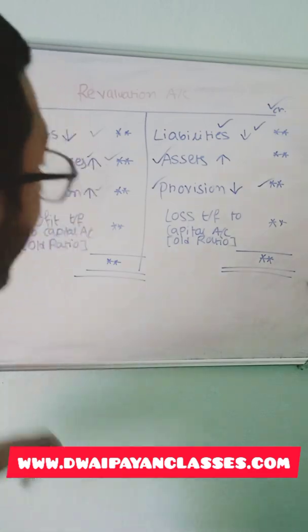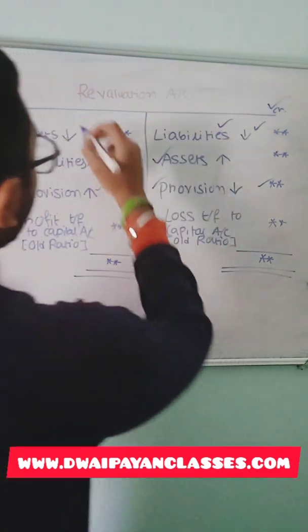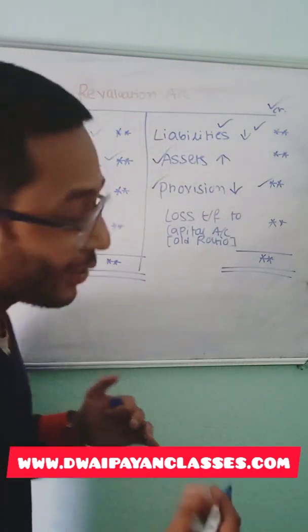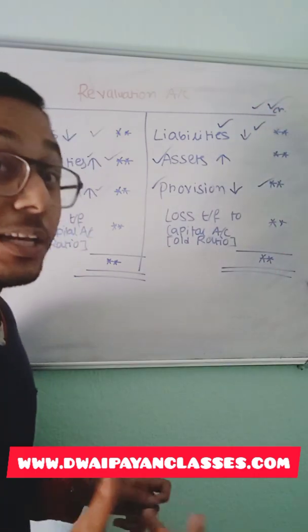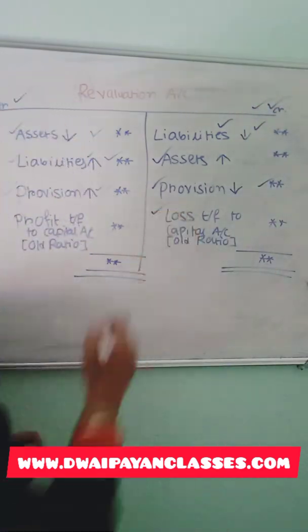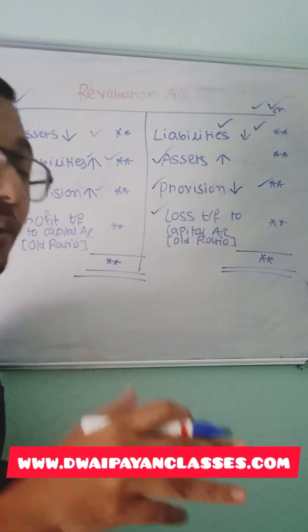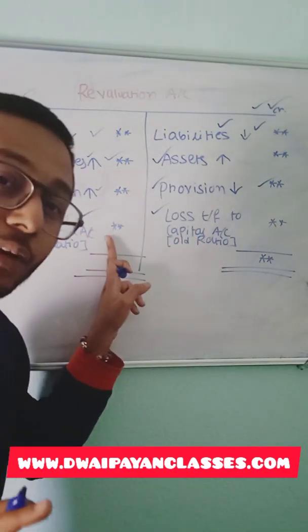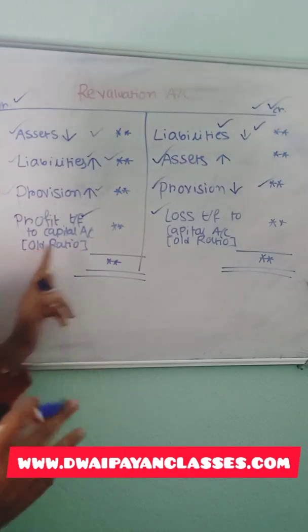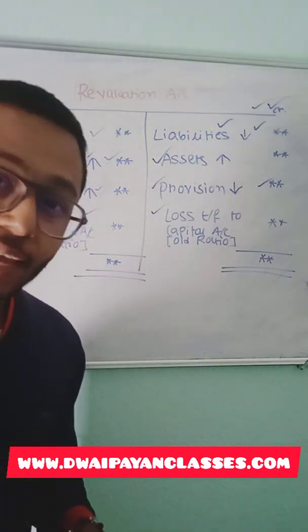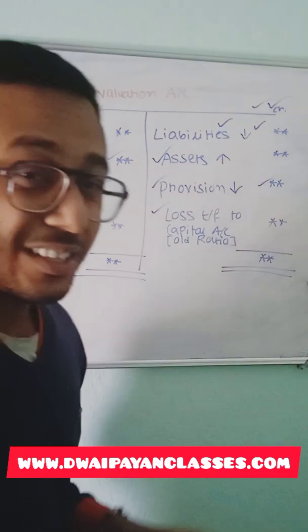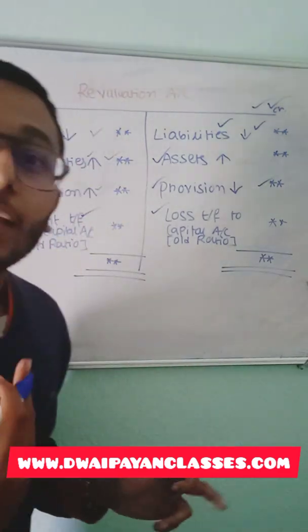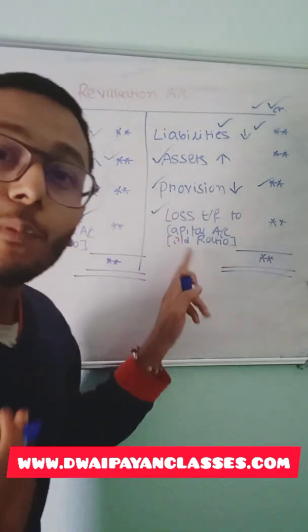Now see, after writing all the items in the revaluation account on the debit as well as the credit sides, you will either have a loss or a profit. You will understand whether there is a profit or loss by calculating. If the credit side is greater, there will be a profit. If the debit side is greater, obviously there will be a loss.